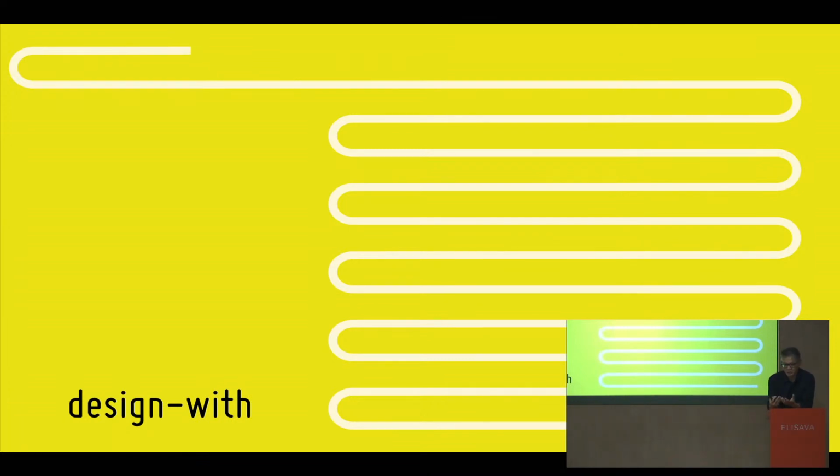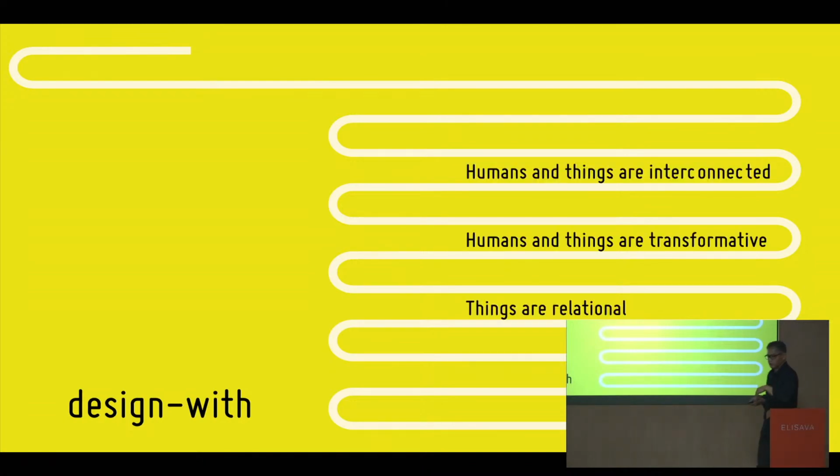It's an easy thing. Whenever you think about I'm going to design, think about what am I going to design with. And in many cases, even if you're not aware of what you're going to design with, you do in fact design with other things that catch up to you, right? And so what I've been describing to you is what I call design with, which is accepting the notion that humans and things are interconnected, humans and things are transformative, and things are relational. And they each have particular implications. And the question is, how do we conceive of these and deal with these implications with respect to design?